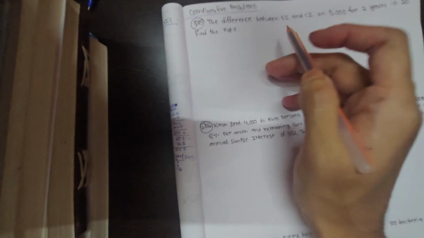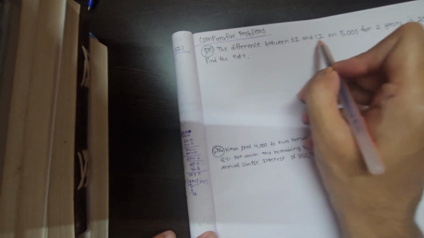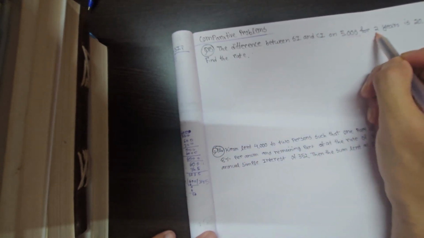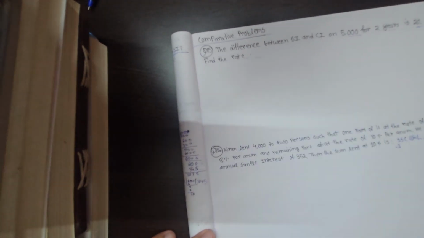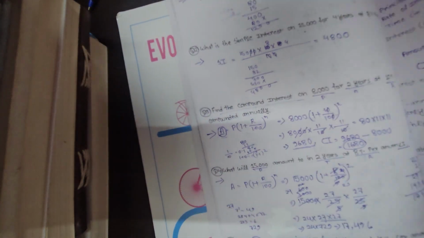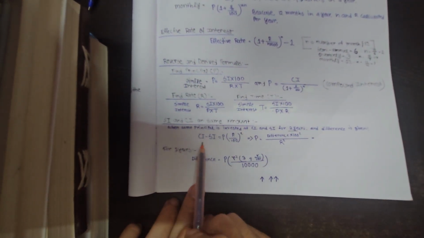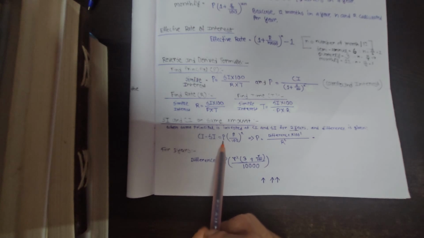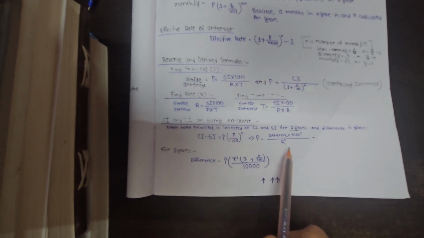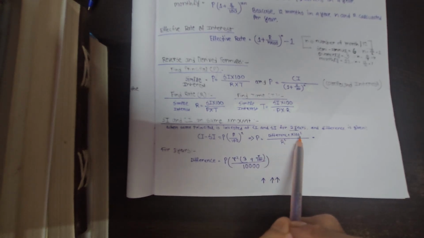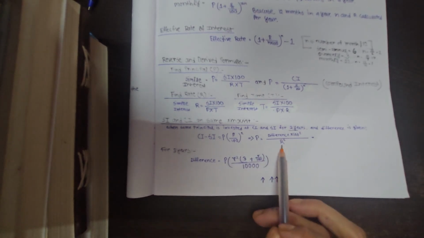Okay, so coming to the next problem, the difference between the simple interest and compound interest on 5,000 for 2 years is 20. Find the rate of interest. Now in the formulas we have shown the difference between simple interest and compound interest on the same amount. What is the formula? The difference equals principal times (r by 100) whole square, or the principal is the difference into 100 square by r square. Now we need to find r square, right? Because it is in 2 years.